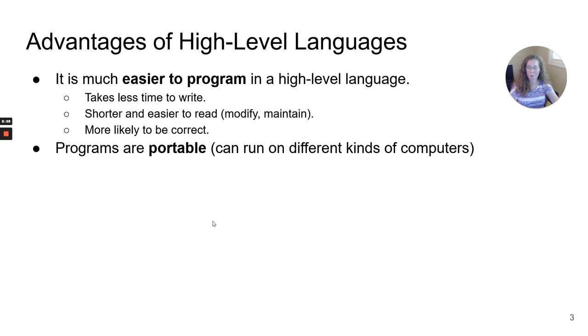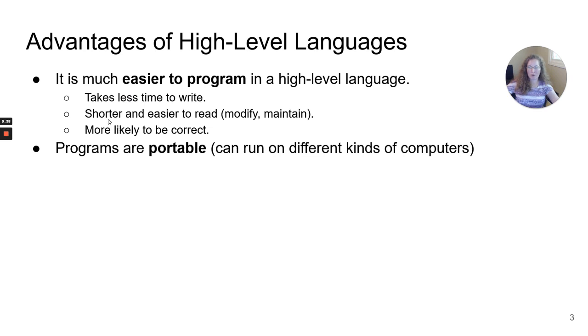Even if you've never programmed, you might be able to think of some advantages of high-level languages. First of all, it's much easier to program in a high-level language. It looks and reads a lot more like English. So what do we mean by easier? Well, first of all, it takes less time to write because when we're writing it, it's a little bit more the way that we think and process things, as opposed to the way a computer processes things.